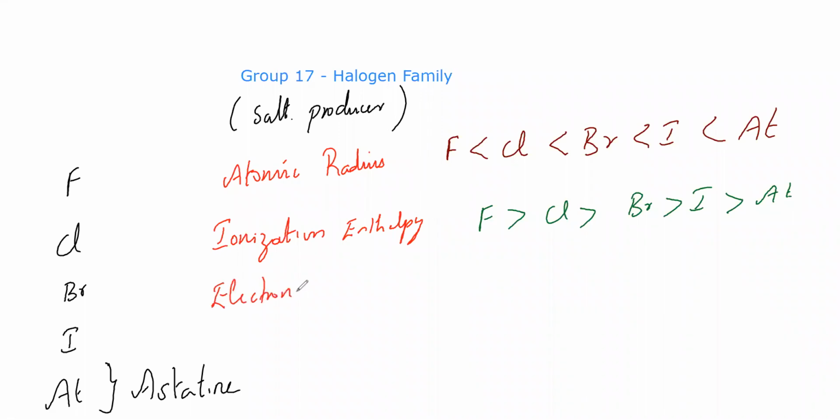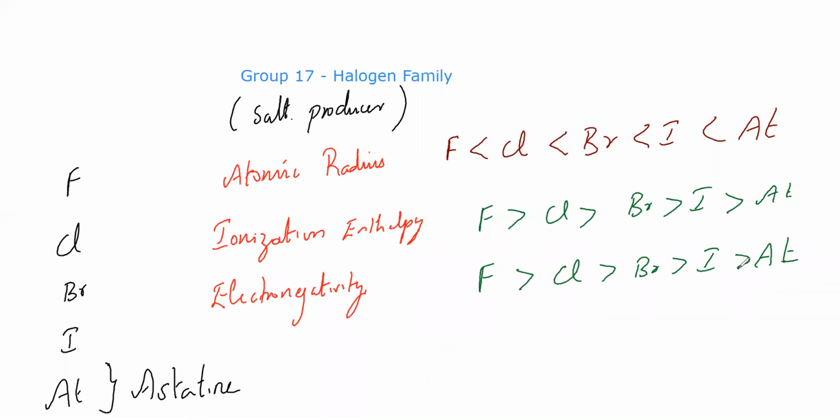Electronegativity. That is also the same, so again write the same thing: fluorine, chlorine, bromine, iodine, and astatine. Put a greater than symbol. So these two are the same, and like that we can compare and study.